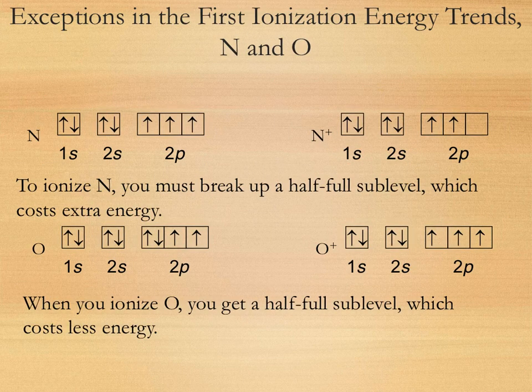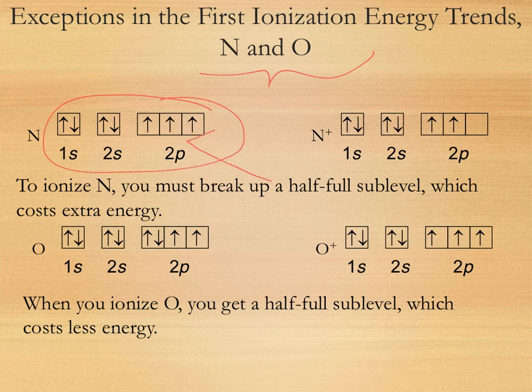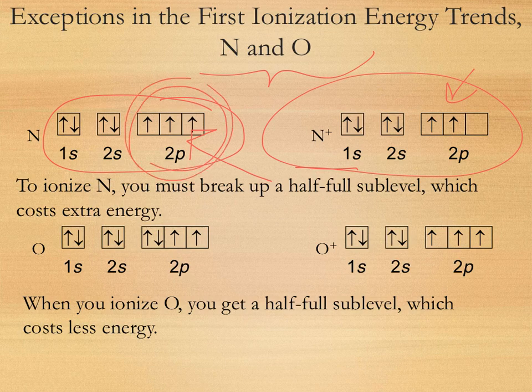Let's move on to the anomaly between nitrogen and oxygen. It's a similar explanation. If you were to draw out the electron configuration for nitrogen and remove the outermost electron, you would end up with a nitrogen cation that looks like this. Well, do you think that costs quite a bit of energy, more than expected? It actually does, because nitrogen, when it's neutral, has a half-full 2p sublevel, which is quite stable.